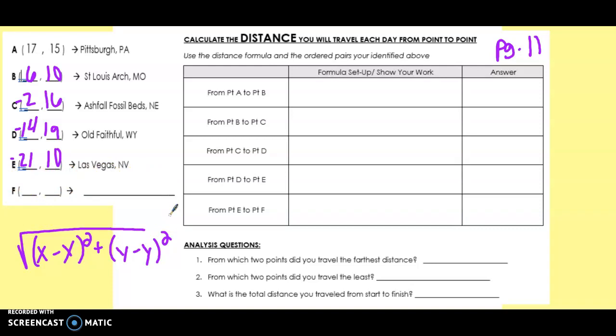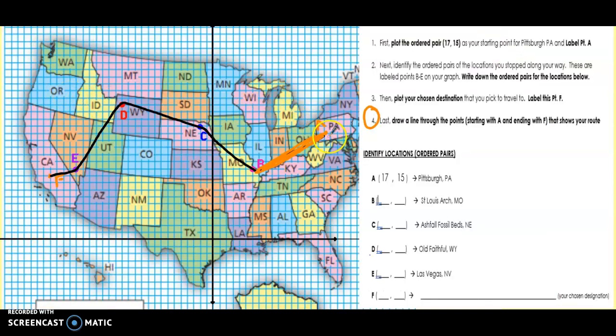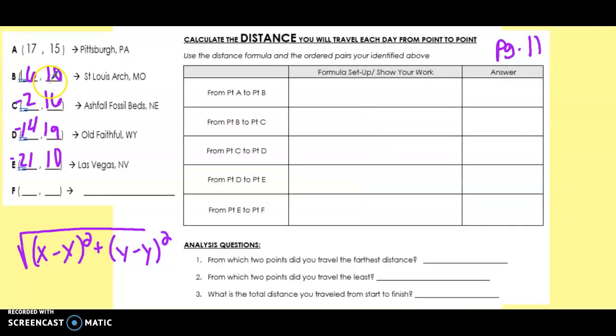All right, so calculating the distance. We're going to first calculate point A to point B. So again, going back to my graph, I'm looking at my distance between Pittsburgh down to the St. Louis Arch. Okay, so in order to do that, this is what I would like for you to do. I want you to go ahead and set up your formula and show your work here.